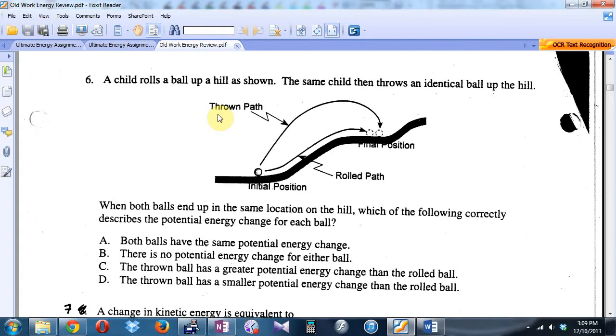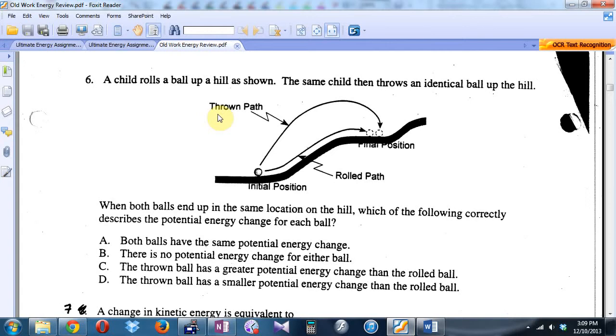What do you think the correct answer is here? A, both balls have the same potential energy change. B, there is no potential energy change for either ball. C, the thrown ball has greater, or the thrown ball has smaller. What do you think, Michael?